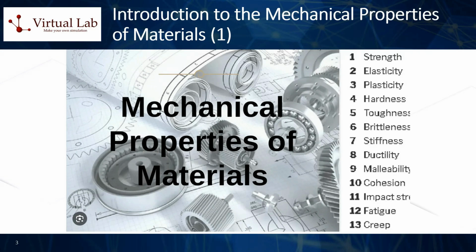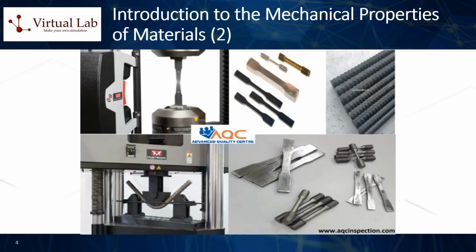4. Hardness. This is the ability of a material to resist deformation, usually by indentation. Hardness tests involve pressing a harder material into the surface of the test material and measuring the depth of the resulting indentation. 5. Toughness. This is a measure of how much energy a material can absorb before it fractures. It's a combination of both strength and ductility. A tough material can withstand stress and strain.